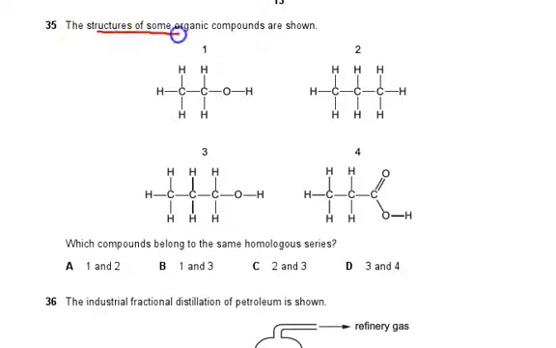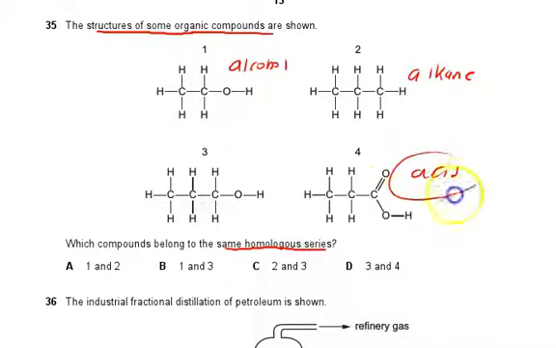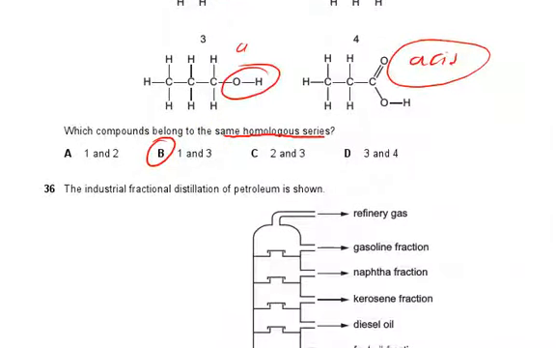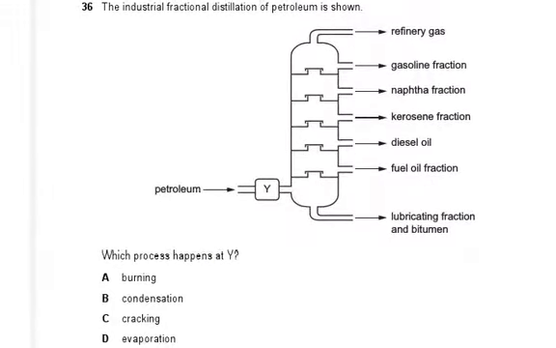Okay, the structures of some organic compounds are shown. Which compounds belong to the same homologous series? So this is alcohol, this is alcohol. This is alkane. This one is an acid, carboxylic acid. And this is alcohol. So we have OH here, OH. So 1, 3. So the answer is B here. Okay, so we move to question number 36.